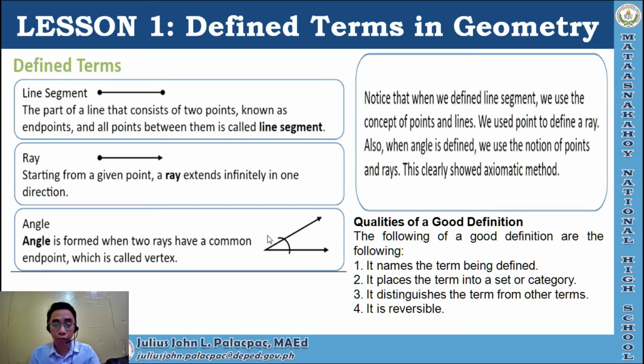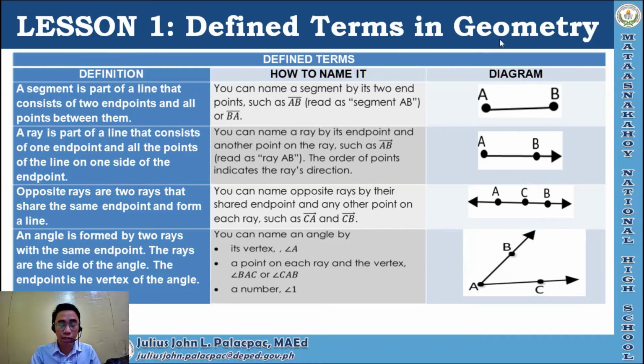Ano ba yung qualities of a good definition? So ito yon. It names the term being defined. Bawa, line segment AB, ray A. Diba? Ray AB. Pwede ray AB. Angle A. It places the term into a set or category. It distinguishes the term from other terms. So, may pagkakaiba yung tatlong defined terms natin. It is reversible. So, ito pa ang isang examples natin.